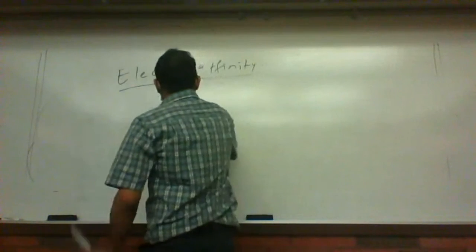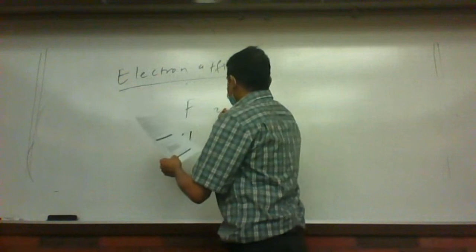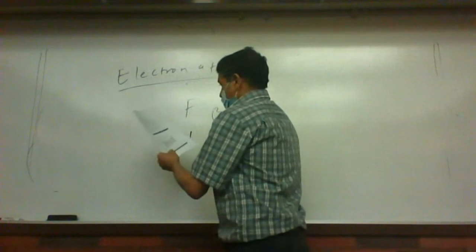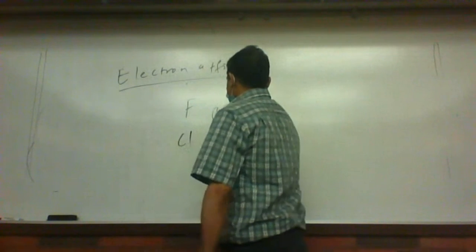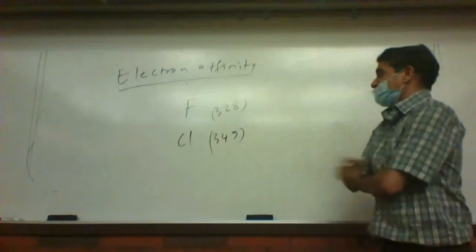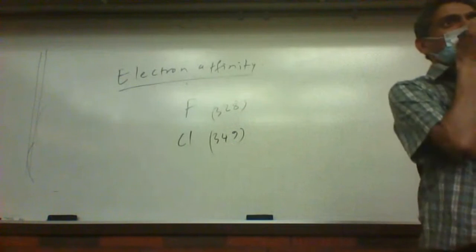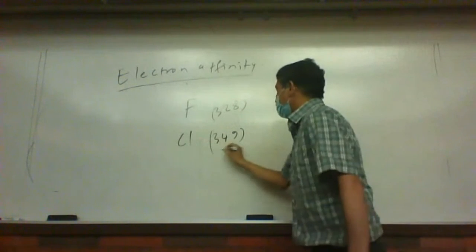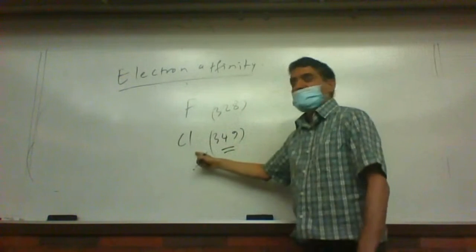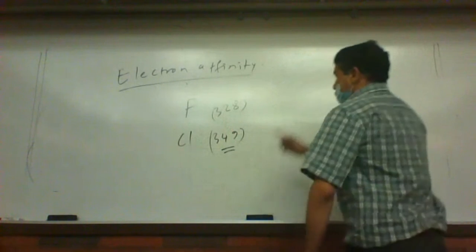Now, if you look at the fluorine here and chlorine here, fluorine is 328 and chlorine is 349. So why doesn't fluorine want to take an electron that easily, but chlorine wants to take an electron very well, right? Chlorine has a larger electron affinity, so it is very electron hungry. But fluorine is not that much electron hungry. Why? Because it is like this.